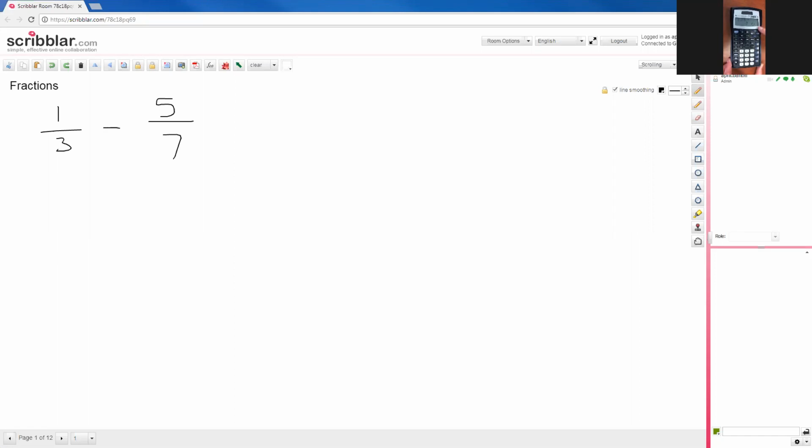And when it pops out the answer, it just gives you the simplified final answer. You don't have to do anything to this. It's just -8/21. So there's not a whole lot of fraction problems, but if there are fraction problems, this button can really help out.